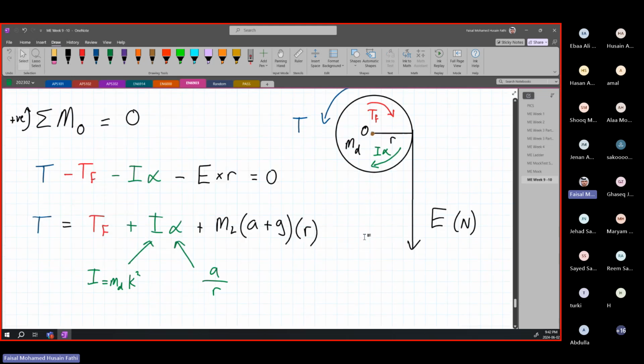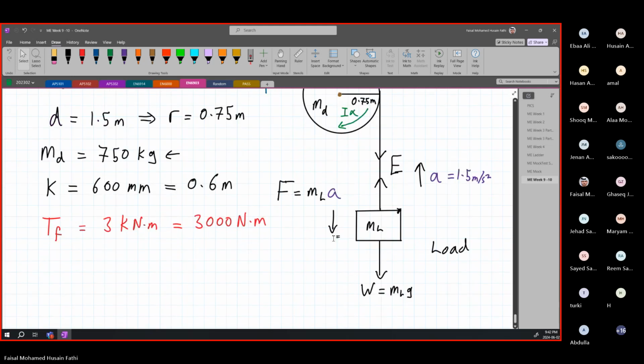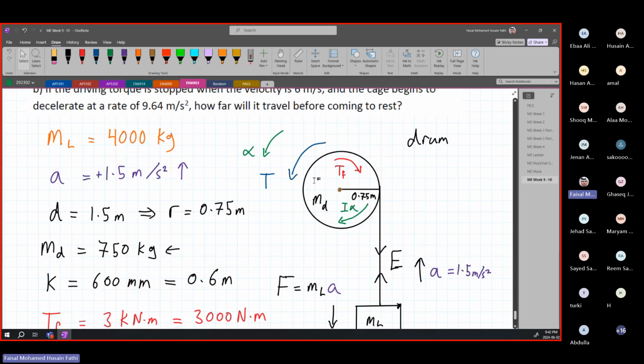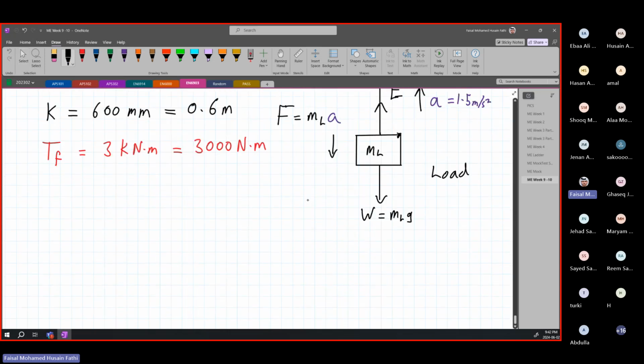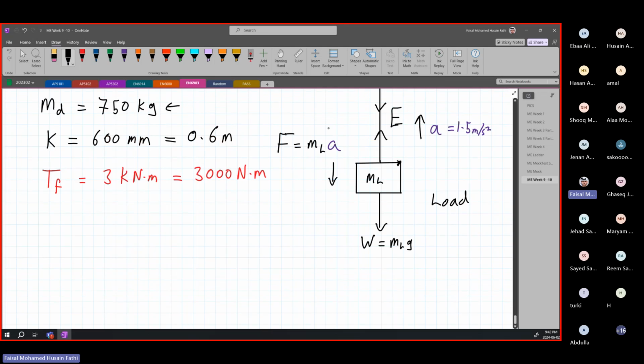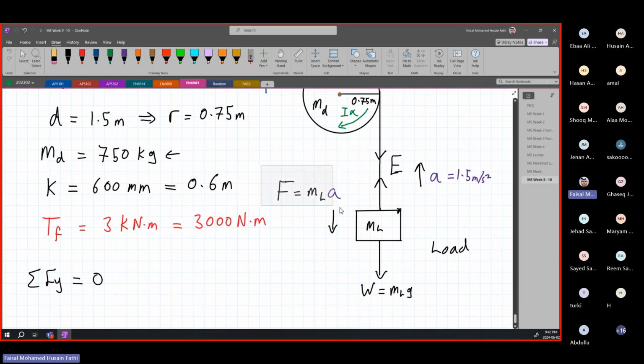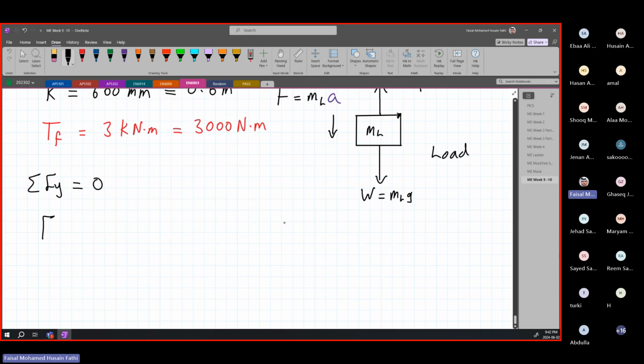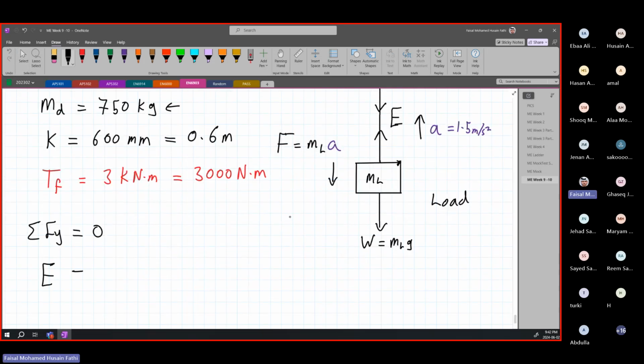So we are going to do the sigma moment. Actually, let me go through it so you understand what I'm doing one more time. So I'm going to do the sigma moment at this point in the middle, all right? Before that, actually, let us do our sigma Fy for the load at the bottom. So sigma Fy equals 0. Again, our force is going downward. Or first, let's look at our E. Our E is upwards, so it's positive. Minus our force F, which is downwards because of inertia.